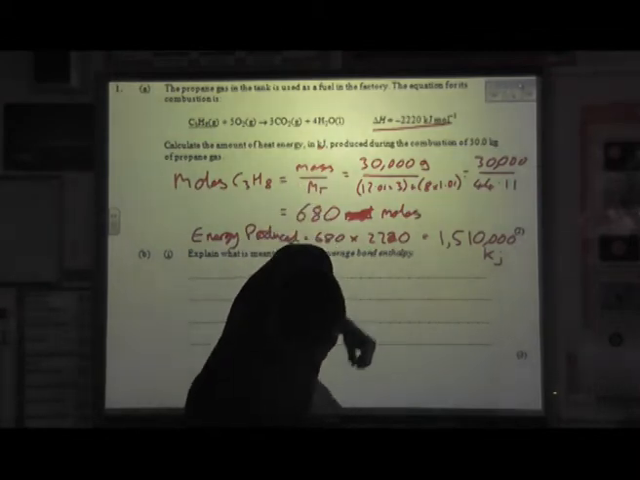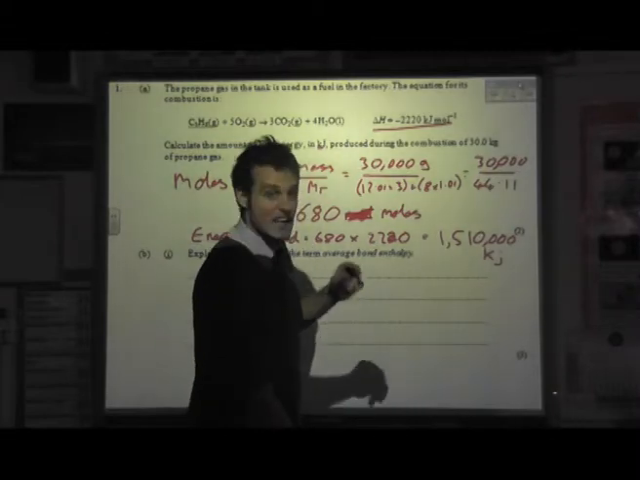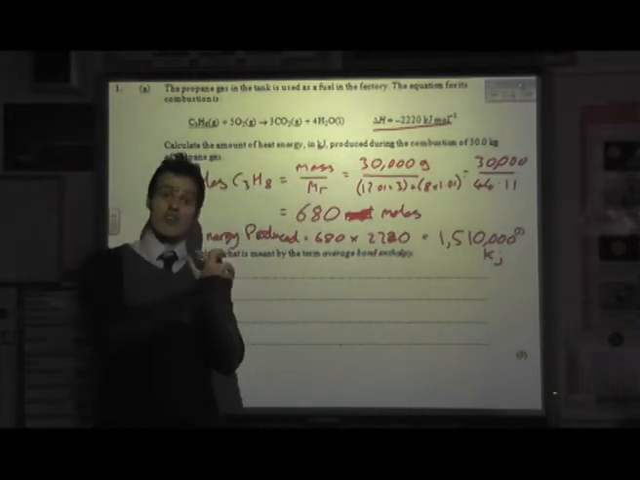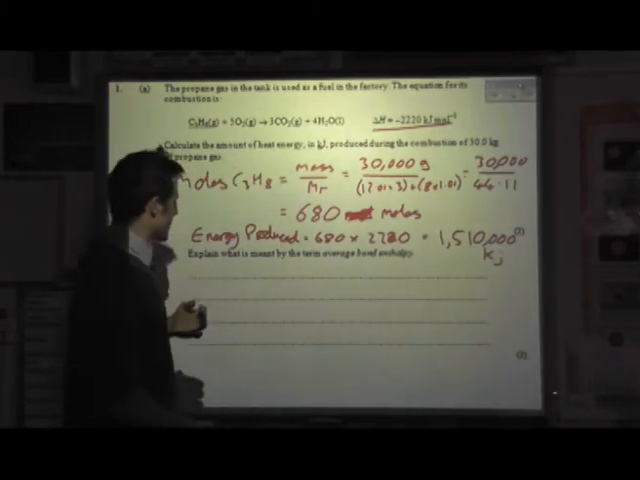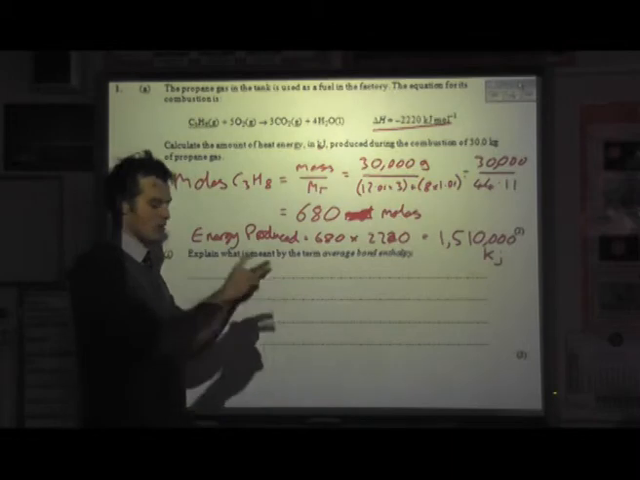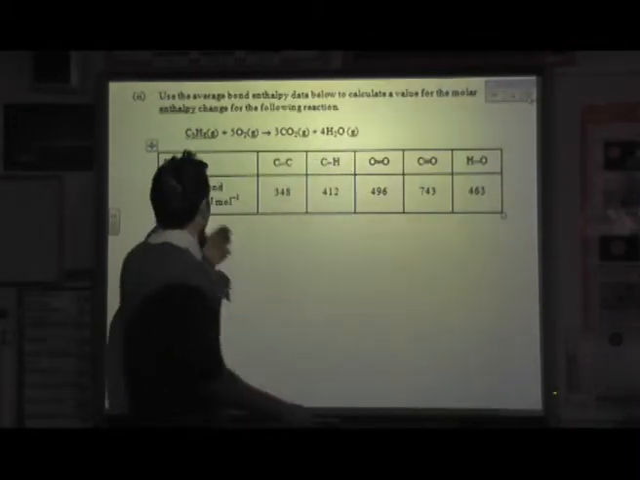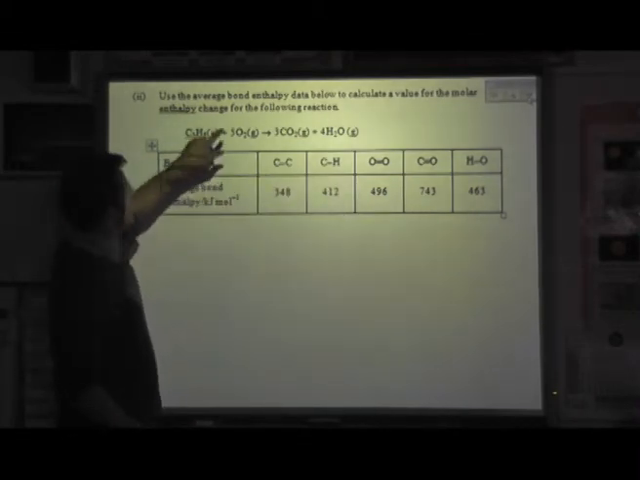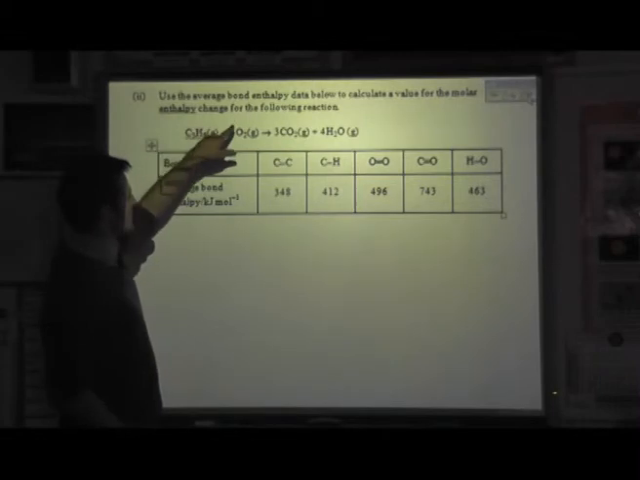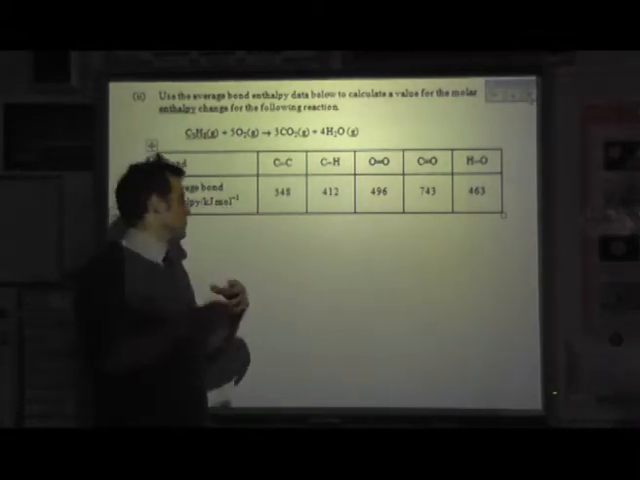Let's just have a look. It defines the enthalpy change required to break a covalent bond with all species in the gaseous state. So the little third one that I forgot just there was that all species need to be in the gaseous state. Okay, so I think it's 3 marks, so you've got to have 3 different bits to your definition there. Okay. So we're going to use some average bond enthalpy data here to calculate a value for the molar enthalpy change for this reaction. Okay, remember it's average bond enthalpy because you know this.